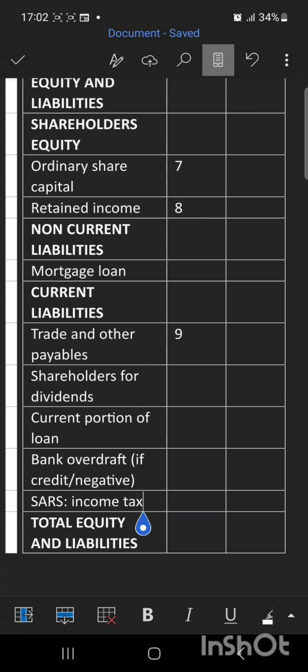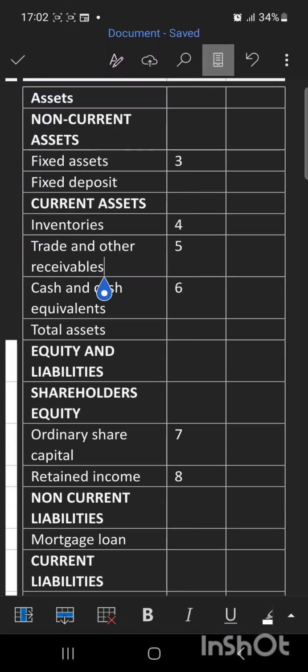But if your income tax is 360 and it so happens that we paid 380, then your SARS income tax will be under trade and other receivables, and again you are only going to add the difference. So 380,000 minus 360,000, which is 20,000, that will be added under trade and other receivables. I hope you guys understood.